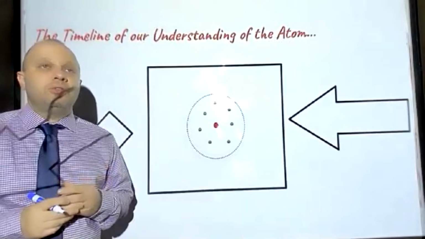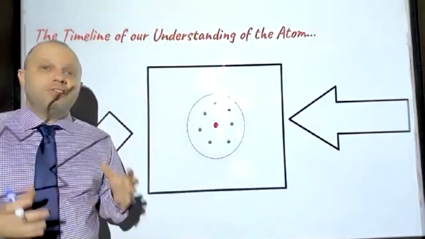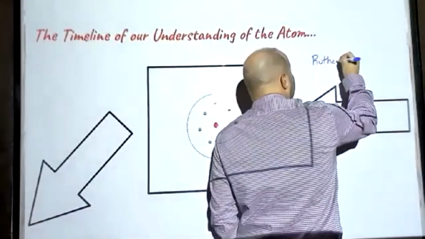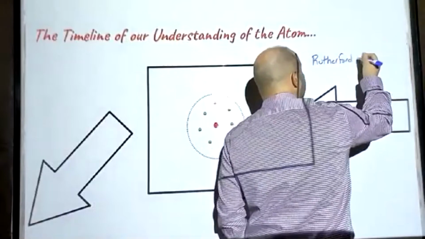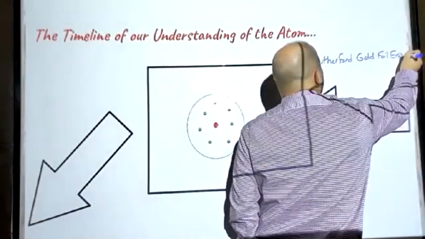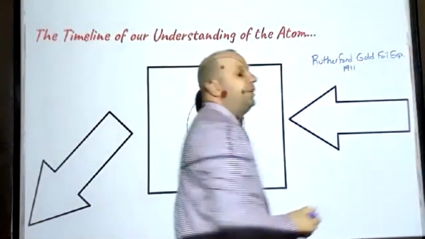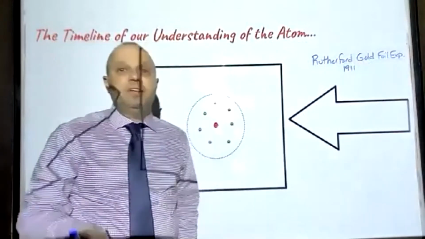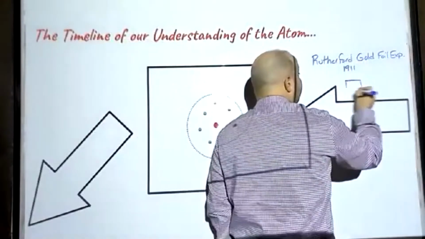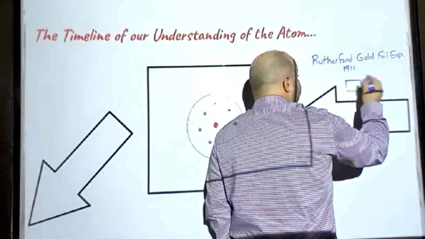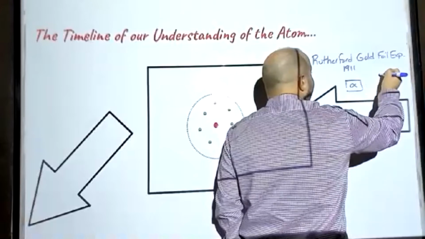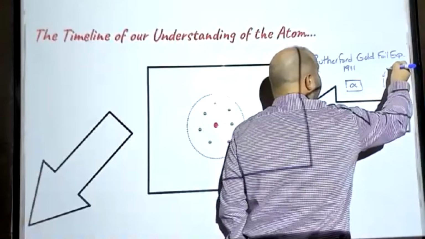Okay, so our next model starts off with the Rutherford gold foil experiment. The Rutherford gold foil experiment led to the discovery of the proton. This is taking place around 1911, so only about 109 years ago. If we look at the Rutherford gold foil experiment, we have a source of radiation. In this case, it's shooting off alpha particles, and those alpha particles are directed at a piece of gold foil.